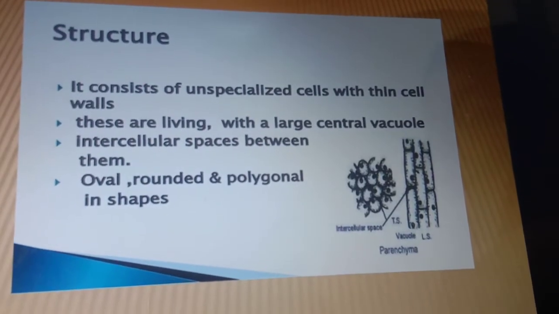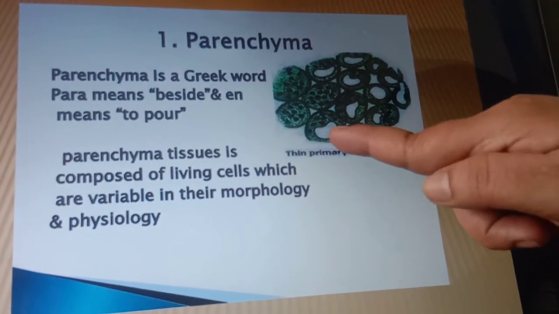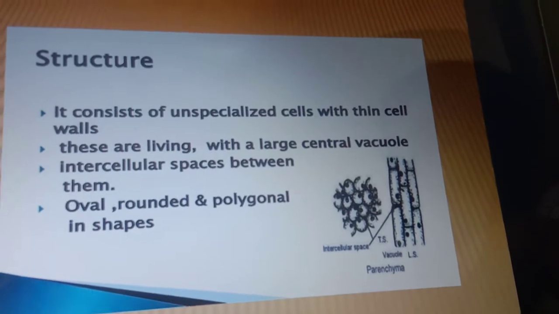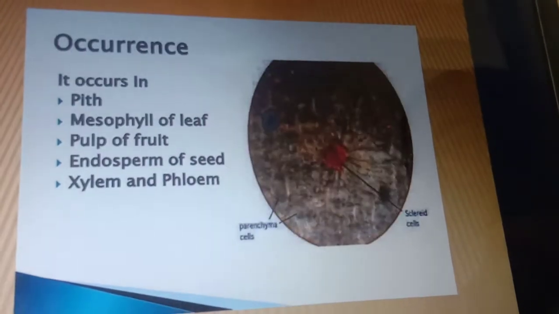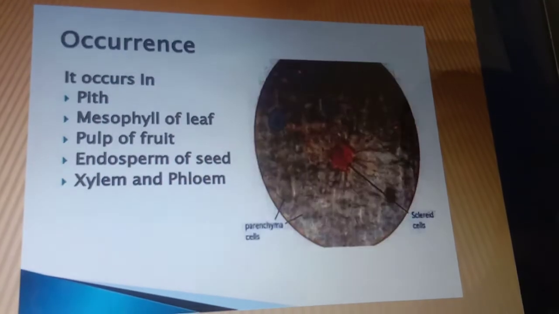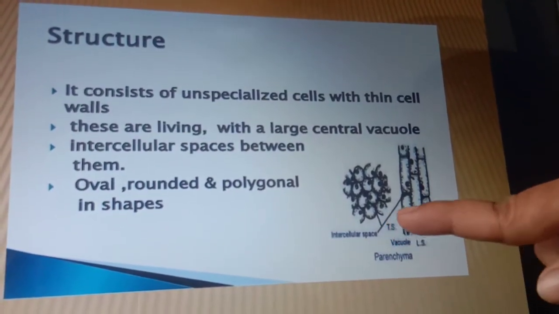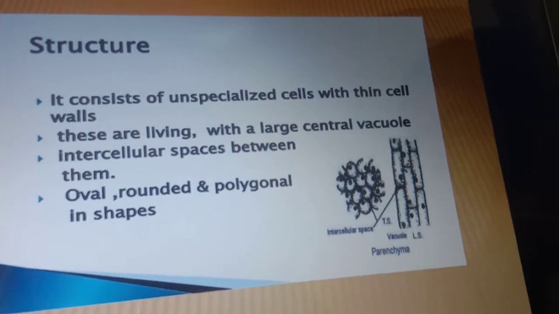These are living cells with large central vacuoles. Here you can see they are having the large vacuoles. Then intercellular spaces are present in between them. In between these two cells you can see there is a space present. They are oval, rounded and polygonal in shape.